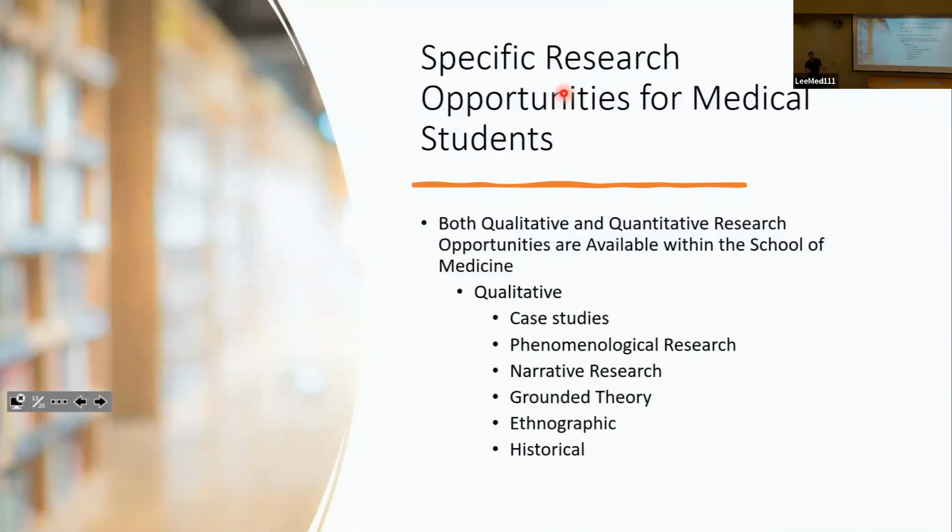So qualitative research can be things like case studies, phenomenological research, narrative research, grounded theory, ethnographic, and historical. And I'll talk about what each of those are, because I'm sure some of these are terms or types of research that you've never encountered before.